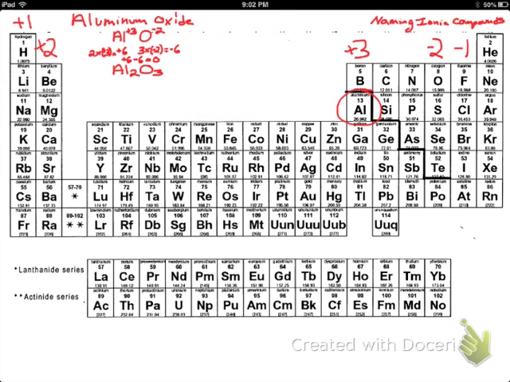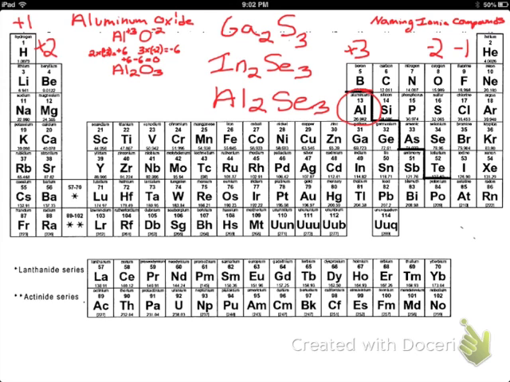Compounds made from elements in the same group will have the same pattern. So we could write, for example, gallium sulfide, or we could write indium selenide, or even aluminum selenide.